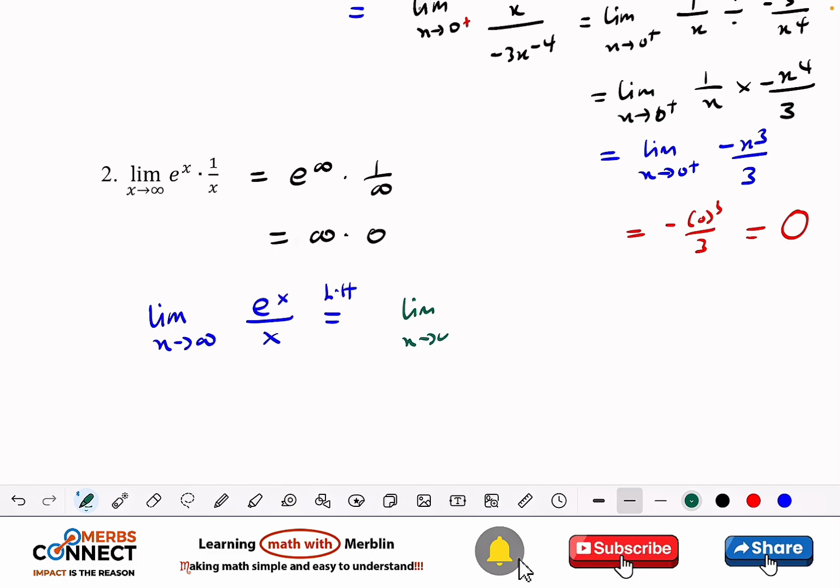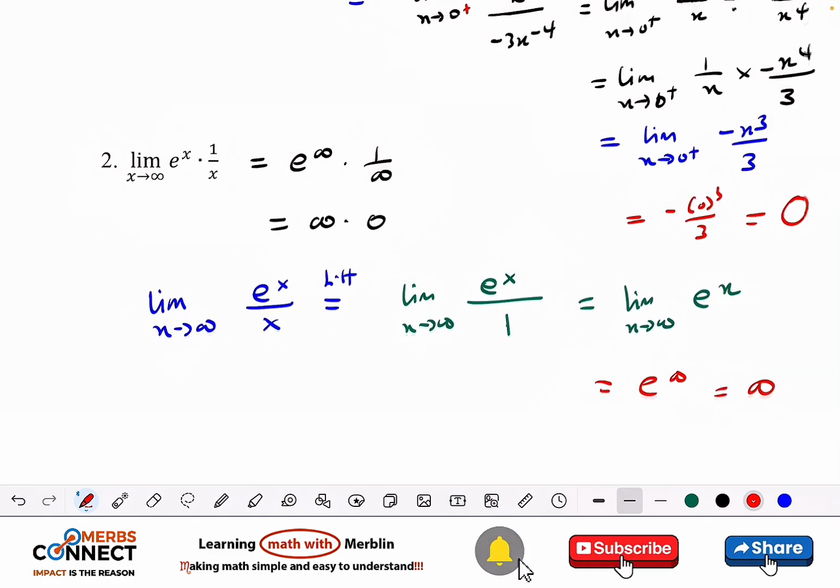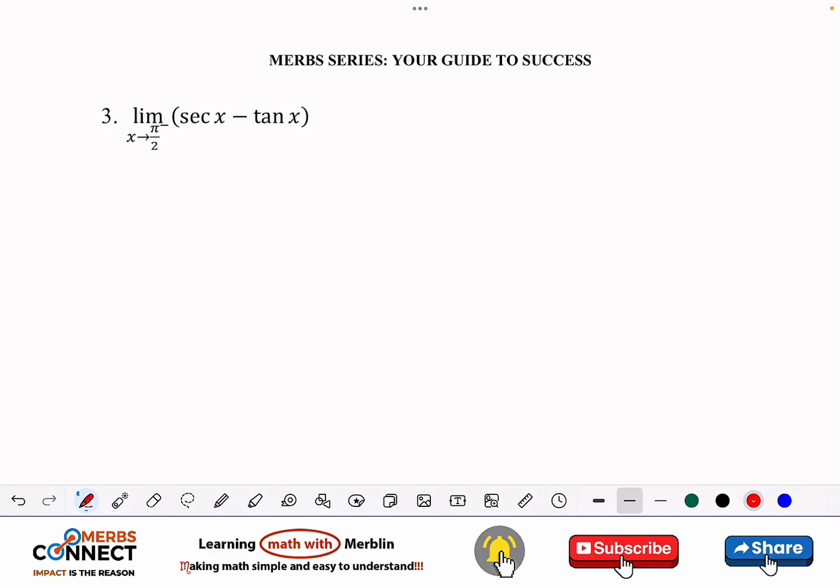The limit as x approaches infinity. When I differentiate e to the power x, I get e to the power x. When I differentiate this, I'm going to get 1, and this is going to give us the limit as x approaches infinity of e to the power x. e to the power infinity was the same as infinity from question 2. Let's take 1 or 2 examples again, and then we are going to talk about when we have it in different forms.